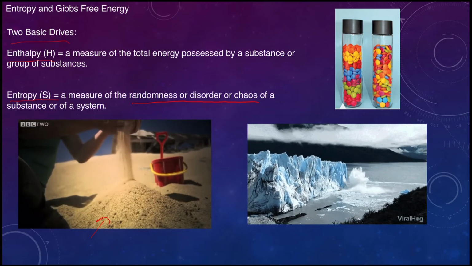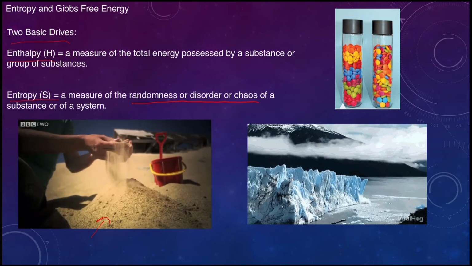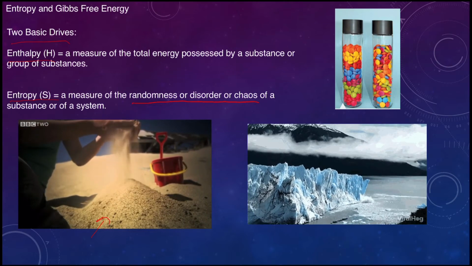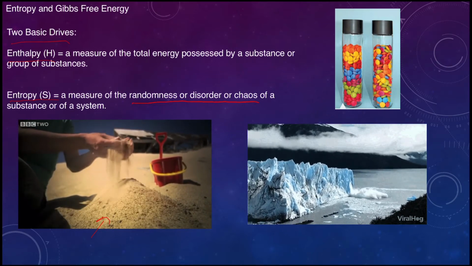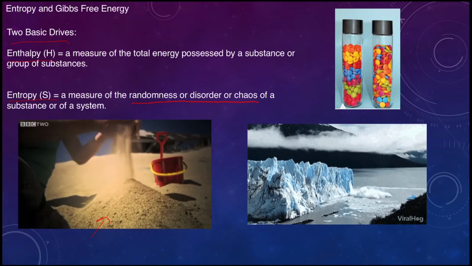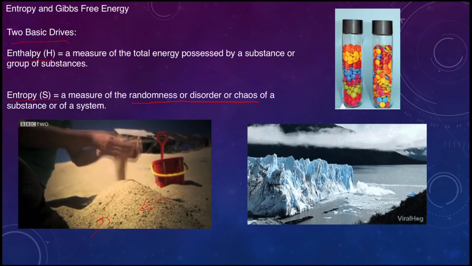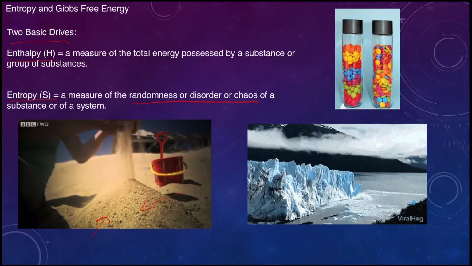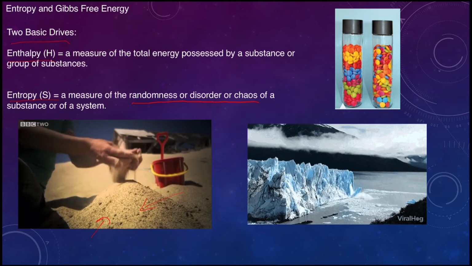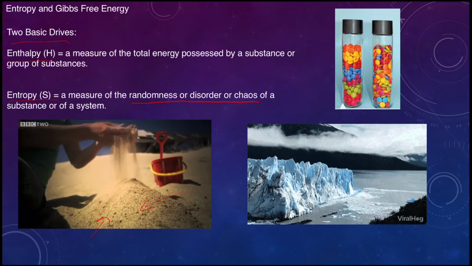So the example he used here is a sandcastle. You build a sandcastle made out of millions of grains of sand. There are very few ways those sand particles can be arranged in order to create a sandcastle. However, there's an infinite number of ways that those sand particles can be arranged that don't resemble a sandcastle and resemble a pile of sand. So things tend towards high entropy or high levels of chaos because there are far more ways of arranging substances or particles or molecules randomly than there are with high order.